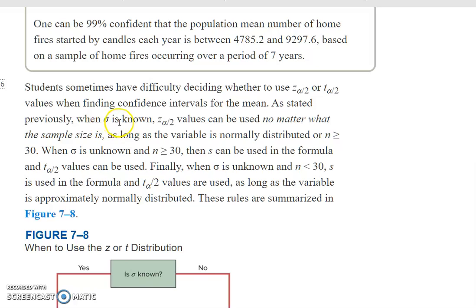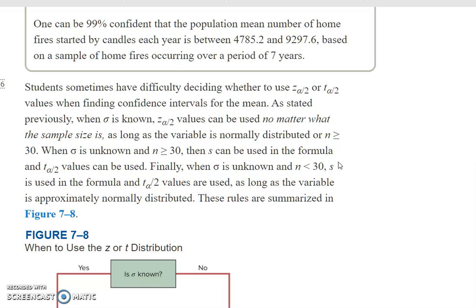If sigma is known, the z scores can be used, and it doesn't matter what the sample size is, okay? It doesn't matter, okay, if you know the sigma. So if you know sigma, you can use the z distribution, and it doesn't matter what the sample size is, so long as the variable is normally distributed or n is greater than or equal to 30. Okay, so that's the most restrictive condition. In other words, that's the hardest situation to be in. You have to know what sigma is, which is very difficult sometimes, okay?